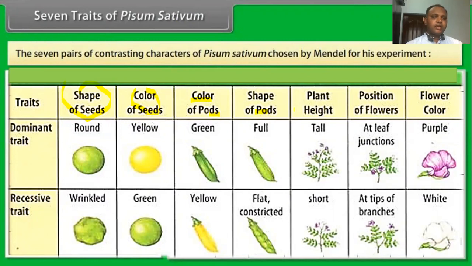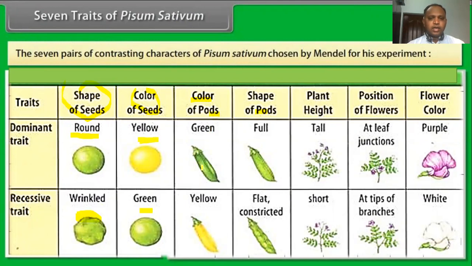In that, for the contrasting character of seed shape, he selected round seed as the dominant trait, round shape, and the recessive trait is wrinkled. So wrinkled is the recessive one. They are like opposite characters. Okay, one is a round shaped seed, another one is a wrinkled shape, right? And for color of seed, he selected yellow color as dominant. So here yellow color is dominant, and green color is the recessive trait, right?